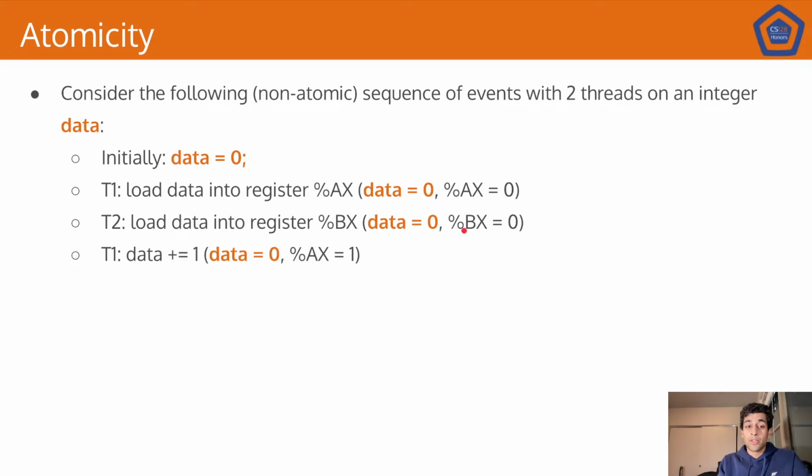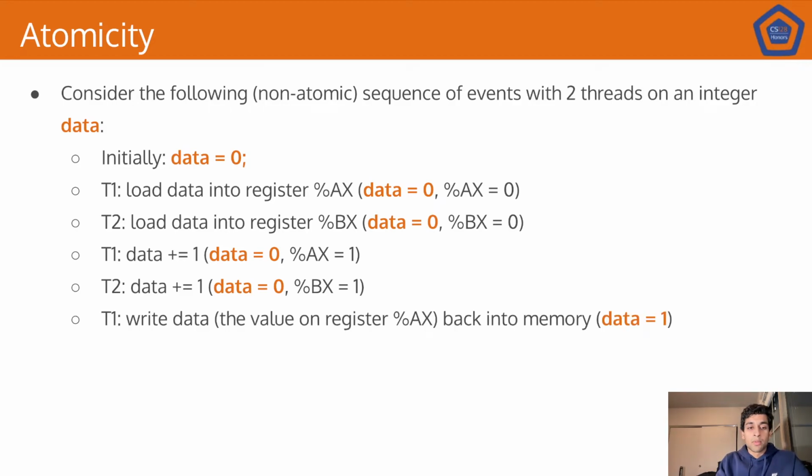Then we modify the register when we increment data by 1. So data in memory is still 0, but the register is now 1. Same thing on thread 2. Data is still 0 in memory, the register is now 1. And then we write the register back into memory on thread 1. So data is now equal to 1 in memory and in the register.